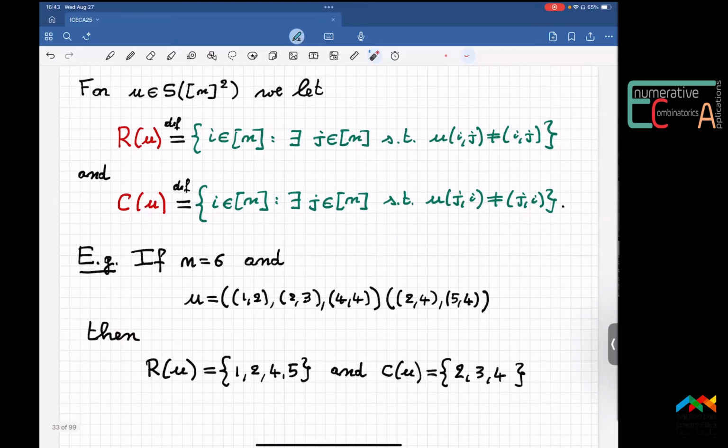So here's an example. Take n equals 6, take u, this product of a 3-cycle and a 2-cycle. What are the rows that contain at least an element that's not fixed by u? Well, 1, 2, 4, 5. So here's R(u). What are the columns that contain at least an element that's moved by u? Well, 2, 3, 4.